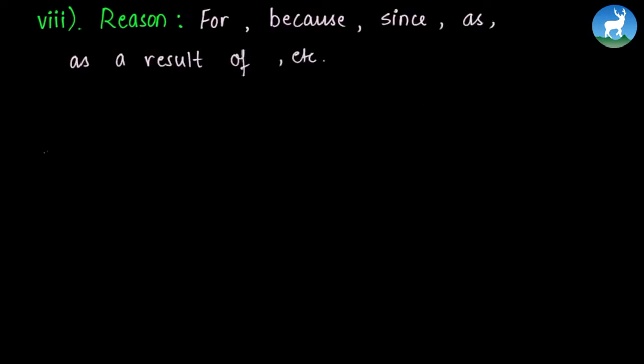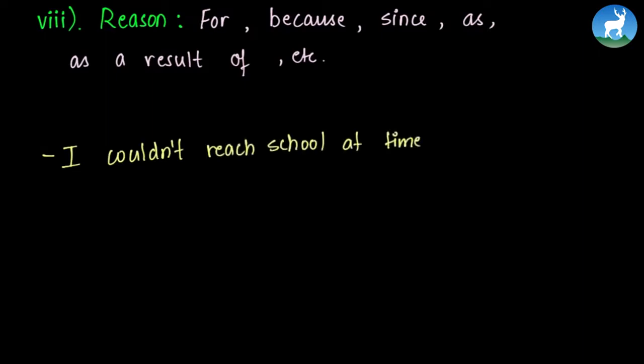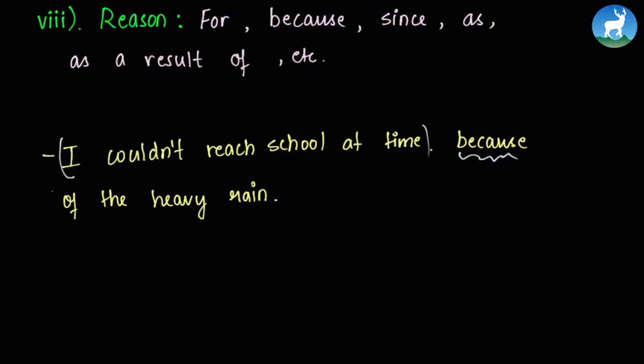Next we have the reasoning connectives, and the words are for, because, since, as a result of, etc. I couldn't reach school on time because of the heavy rain. So there is a reason behind why I couldn't reach school on time, and that reason can be expressed using the reasoning connective. This sentence is connected through because, and then the reason is the heavy rain.